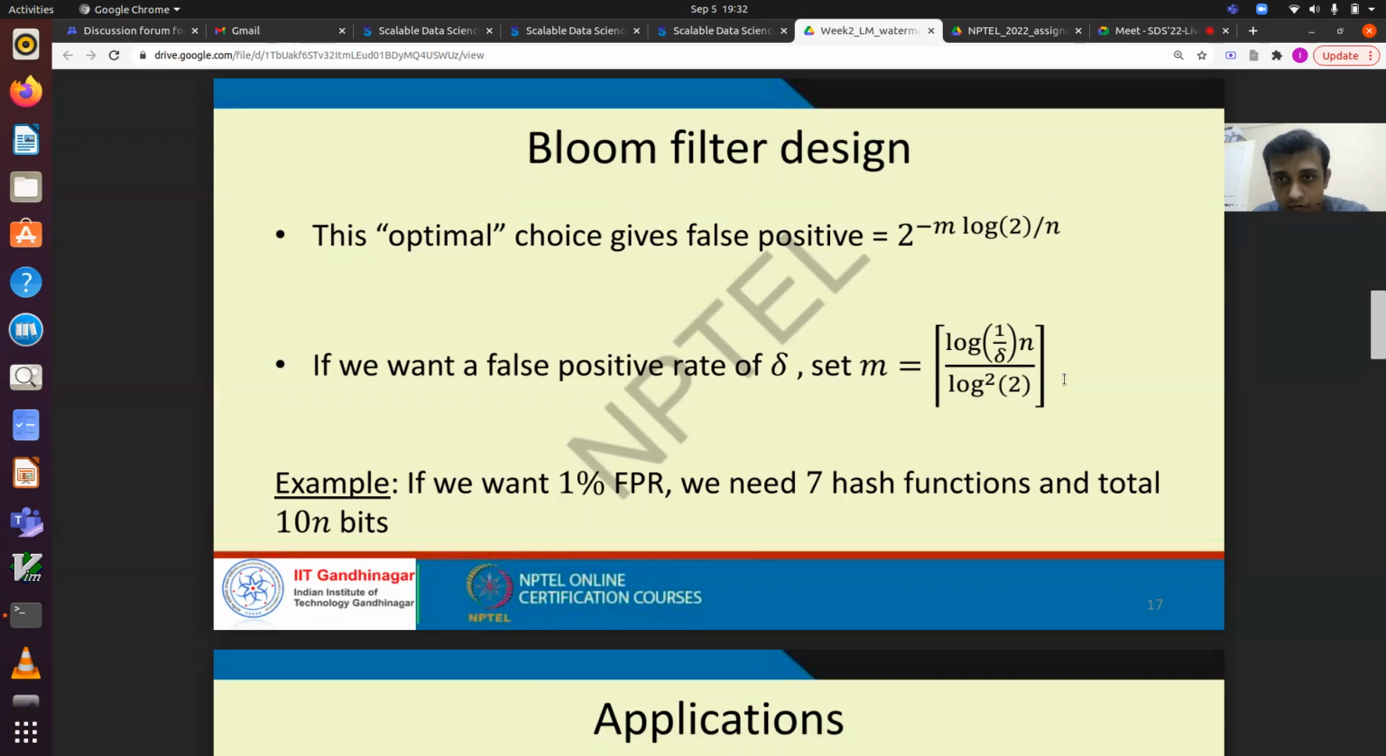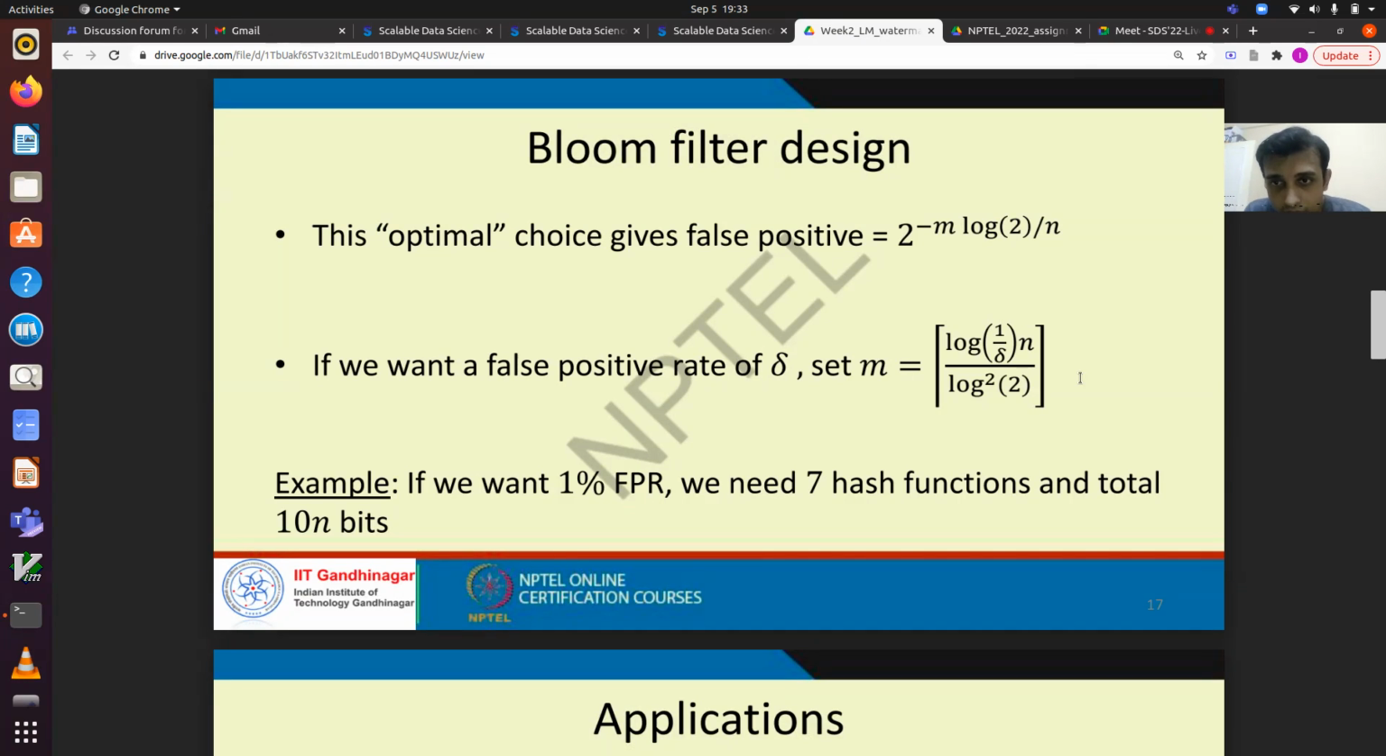So that error rate is delta, which is the 1%. This is the 1% error rate, not 10%. So for 1%, you're using the optimal number of hash functions, and the only other variable is the number of bits, the m, because n is the number of elements. m is the number of bits that you're allowed to use.